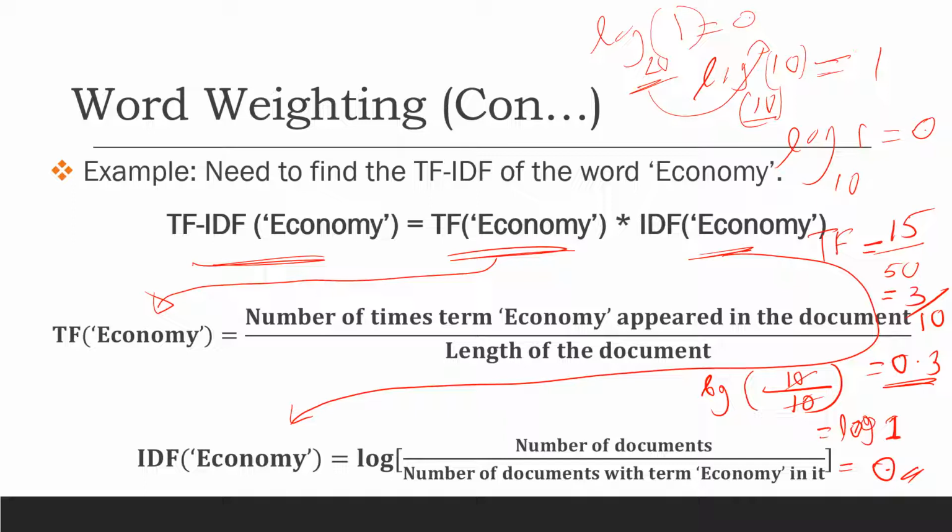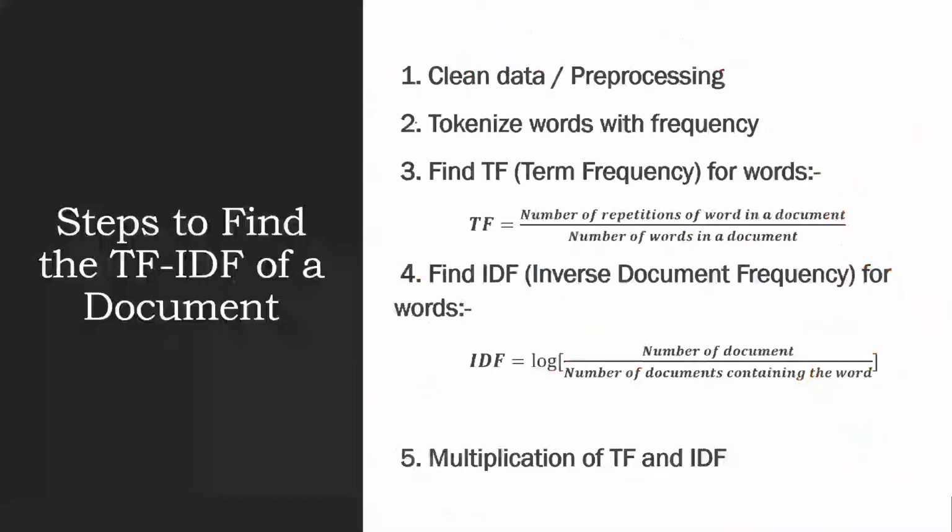So 10 divided by 10 is equal to 1. So log 1 is equal to 0. Then you need to multiply 0.3 by 0. The weight is equal to 0. Sorry, weight means the TF-IDF value is equal to 0. That is the way you can calculate.